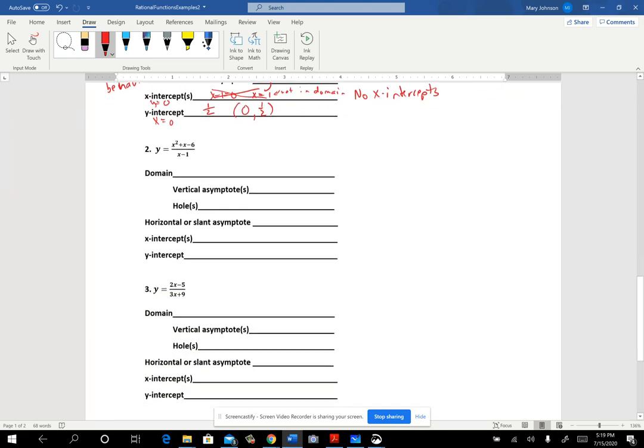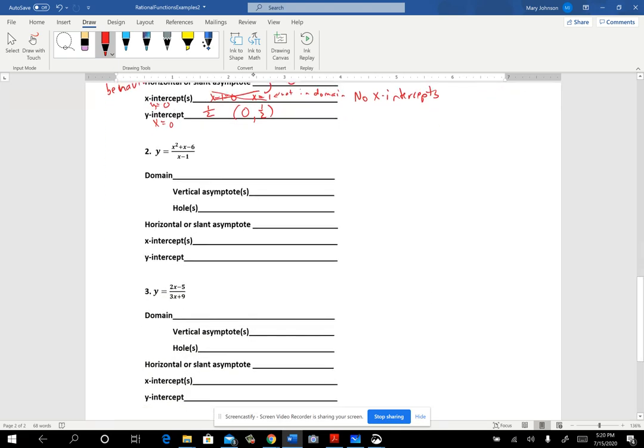Let's look at number 2. All right, I'd like to have it in factored form because that helps me when I'm getting my intercepts and my domain. So if it's not already and it can be factored, I like to do that right off the bat. So there's the factored form.